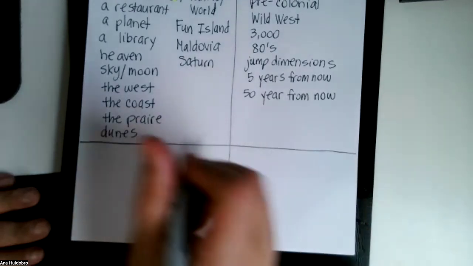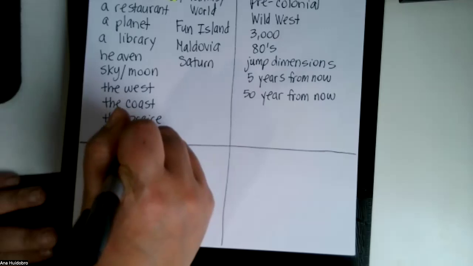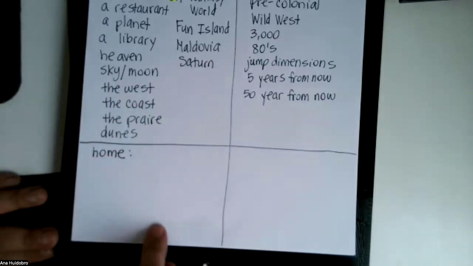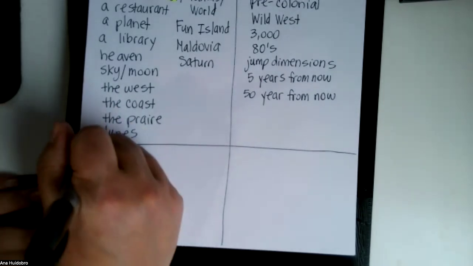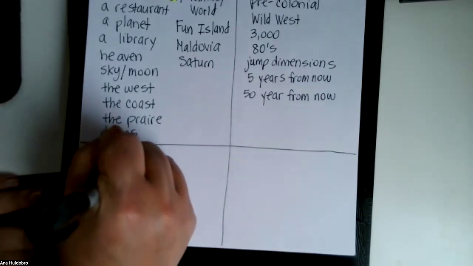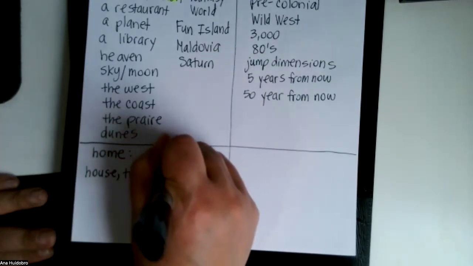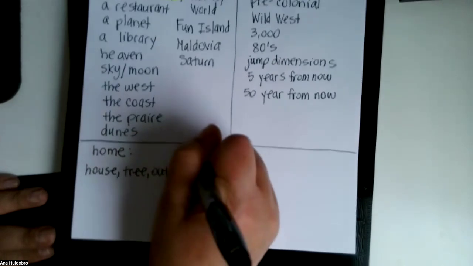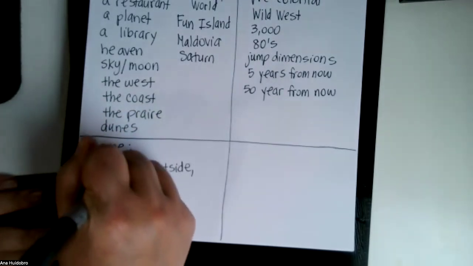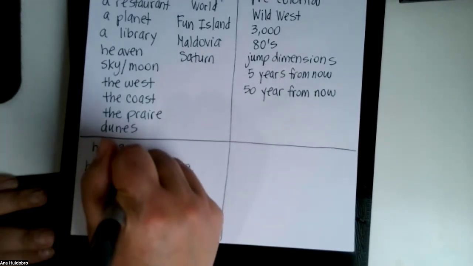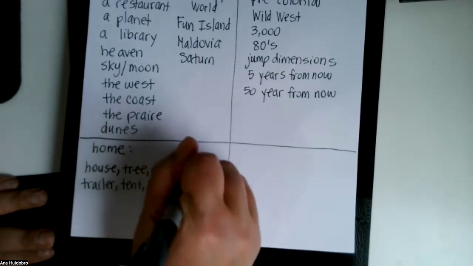So let me give you some ideas. You do not have to write this. You're going to write home, and then I'm going to give you options, and you're going to pick one or create your own. So do they live in a house? Do they live in a tree? Do they live outside or inside? Right? Because even people could live outside too. Do they live in some sort of a trailer? Do they live in a tent? Do they live in a business, like the movie Cars, right?